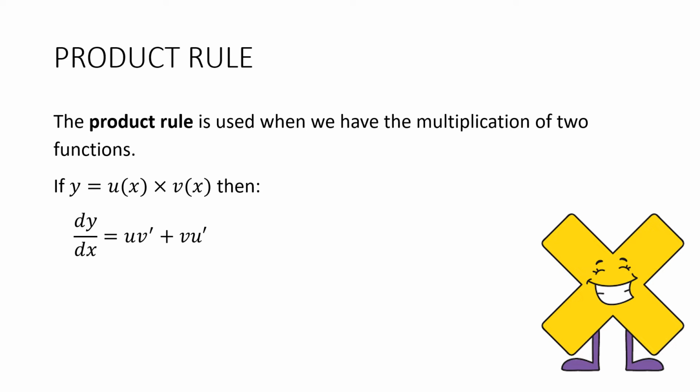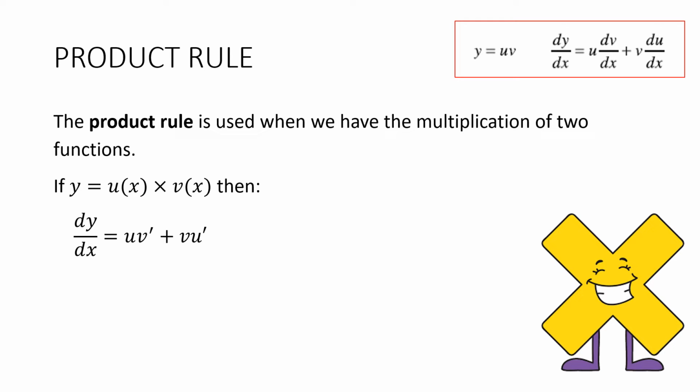Moving on to the product rule. It's used when we have the multiplication of two functions. So we might have y is equal to some function of x multiplied by another function of x. In this case, we'll call the first one u and the second one v. Then dy dx will equal u times v dashed plus v times u dashed.